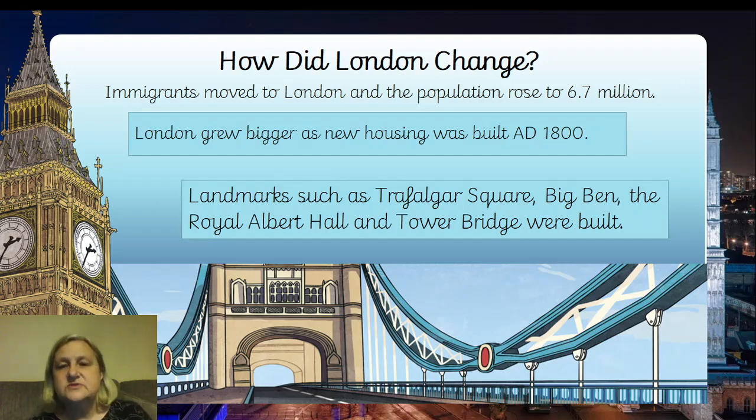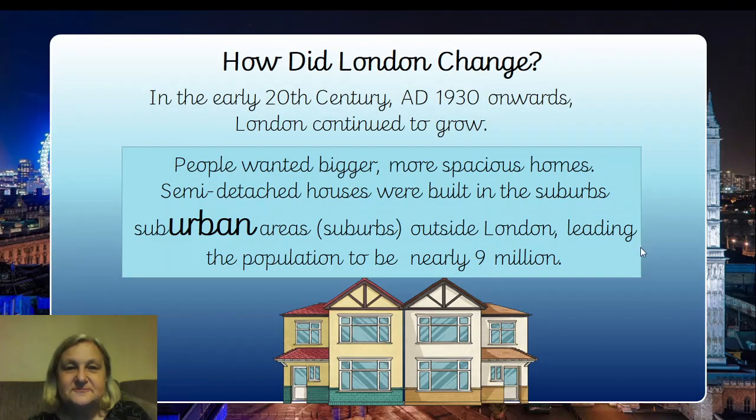More housing was built around the turn of the century, between 1700 and 1800, and landmarks such as Trafalgar Square, Big Ben and Tower Bridge were built. This one here is Tower Bridge. It's the one where the road goes up in the air. It sort of flaps open like this to let the ships through.